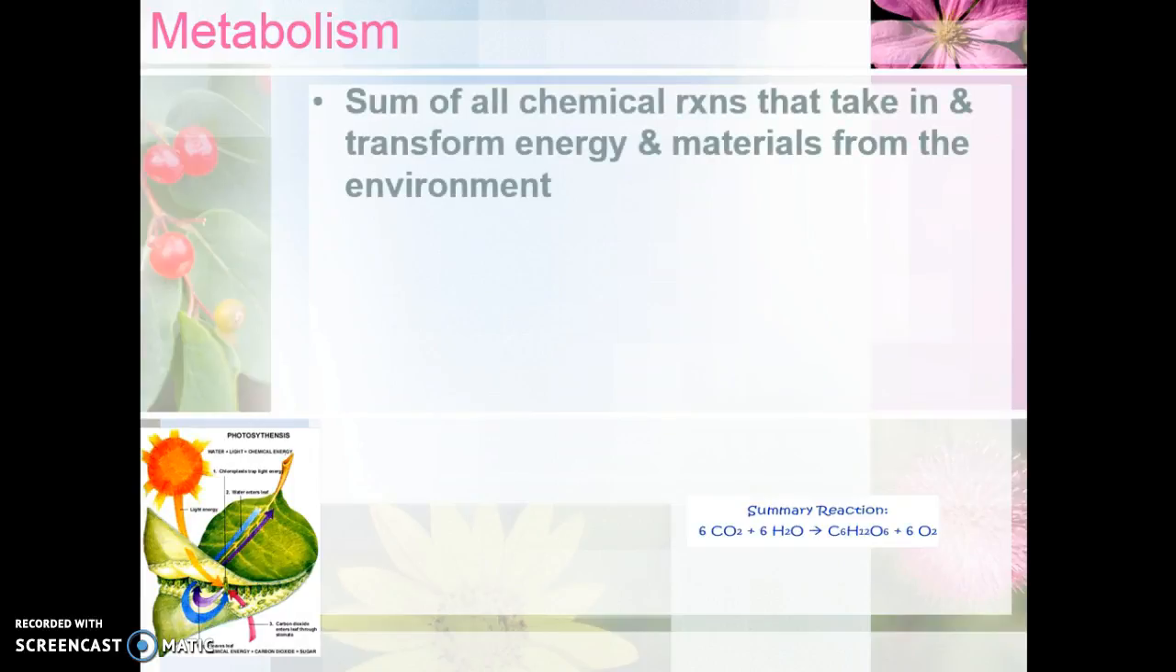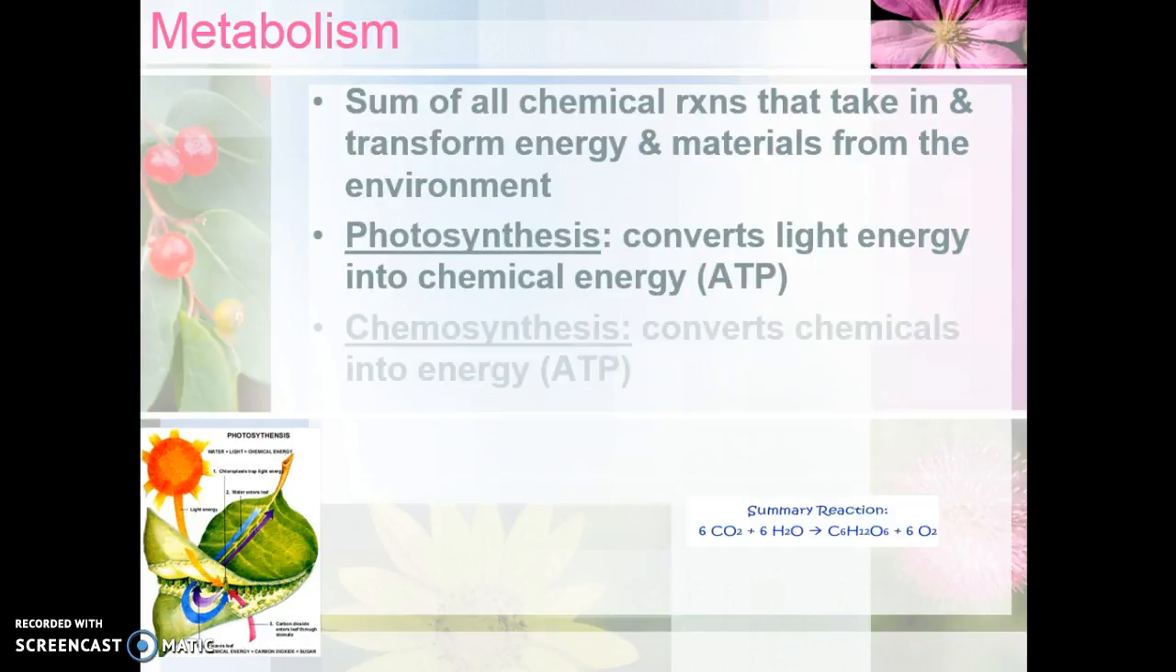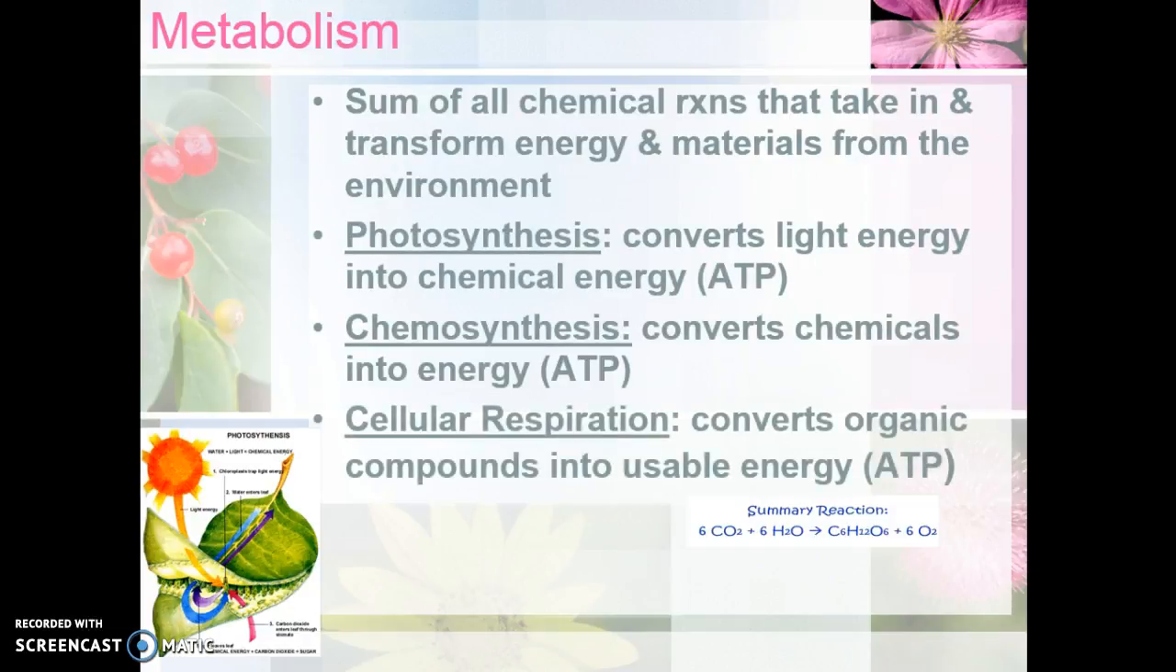Metabolism looks at how we have chemical reactions in our body that help to transform energy and materials from the environment. And there's a couple things we're going to get to in chapters 6 and 7. So photosynthesis is converting light energy to chemical energy, which is called ATP. Chemosynthesis is converting chemicals into energy, which still, that energy molecule is ATP. And then cellular respiration converts organic compounds, which we haven't talked about yet. We're going to talk about in chapter 2 and 3. Those are carbohydrates, proteins, fats, and turning that into usable energy, which again is ATP.